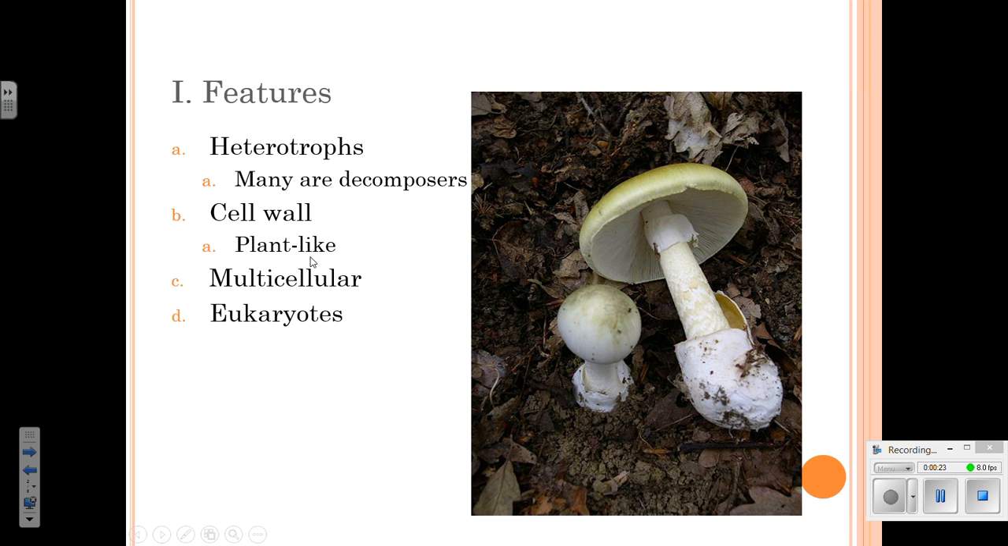They have a cell wall, which does make them like a plant, although the cell wall is built just a little bit differently. And they're multicelled, and they have a nucleus, so they're a eukaryote.